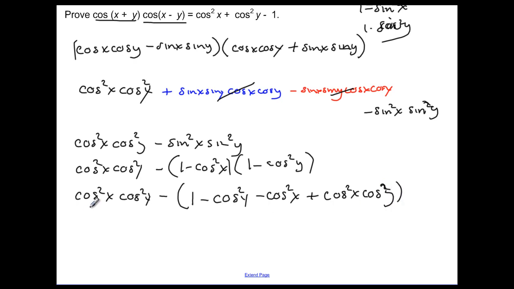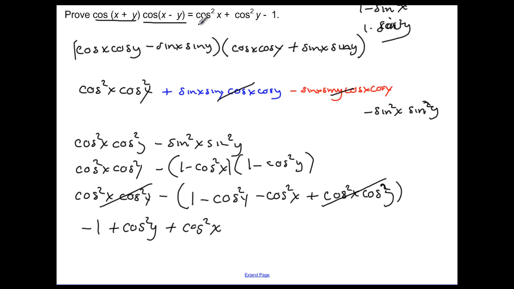Now I'm starting to see something. I've got a cos squared x and a cos squared y, and if I run that minus sign through, look what happens. This is exactly the same as that, except one is positive and this one will be negative. So once I run this minus sign through, this is going to cancel and this is going to cancel. So let's run this minus sign through. So I have negative 1 plus cos squared y plus cos squared x.